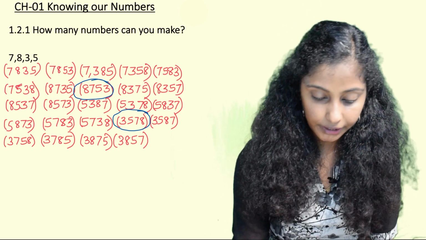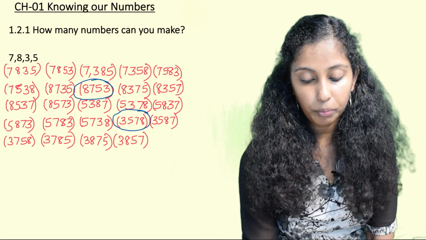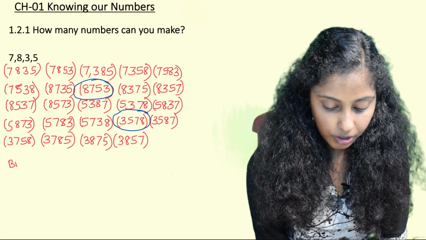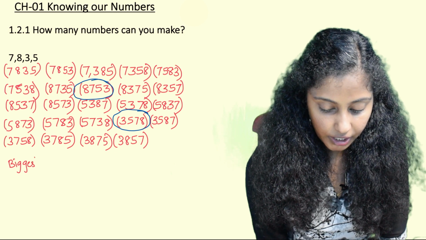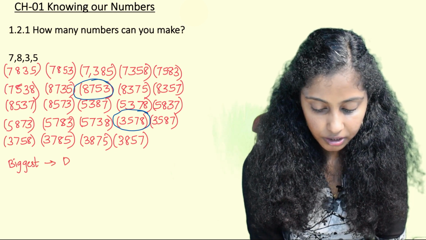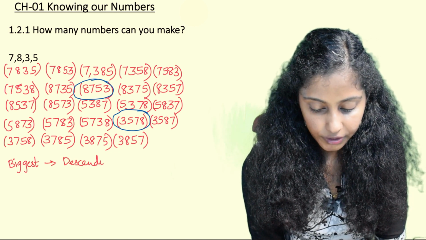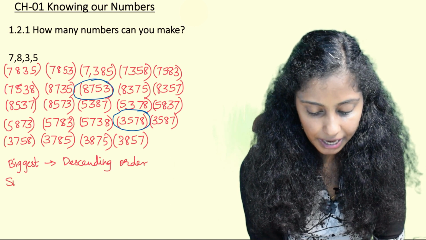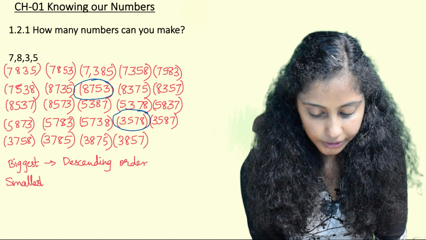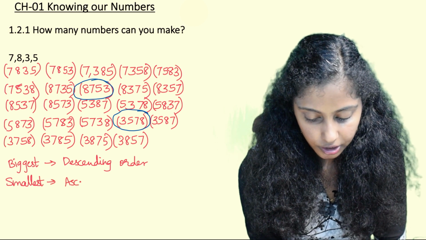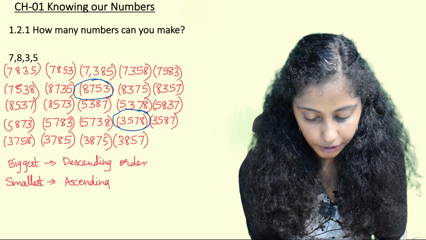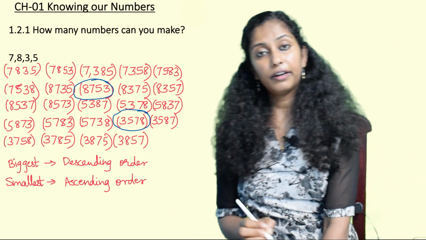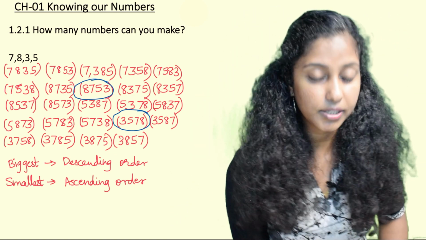So what we understand is, if we have to make the biggest number, what we do is arrange the digits in the descending order, from big to small. And if we have to make the smallest number, then we arrange the digits in the ascending order, that is small to big. This is when there is not even a single zero.